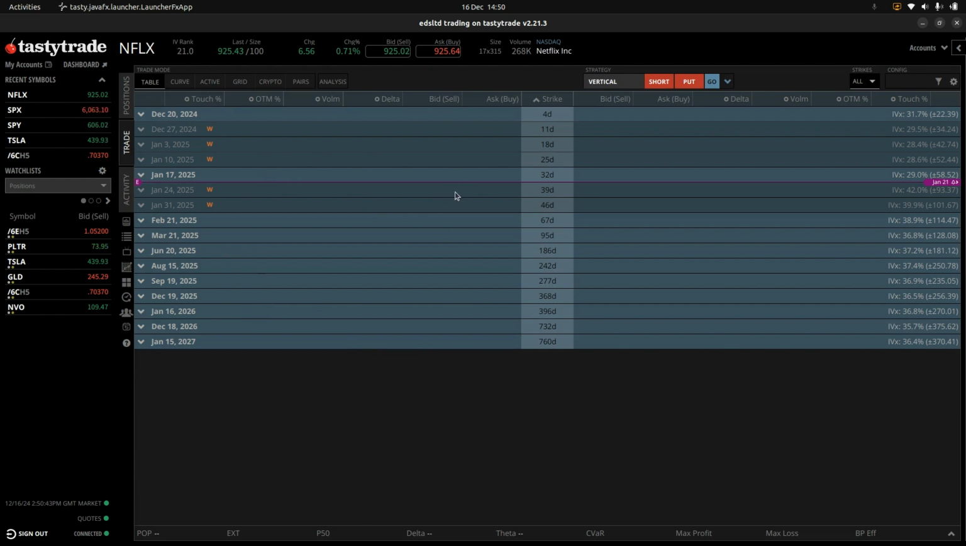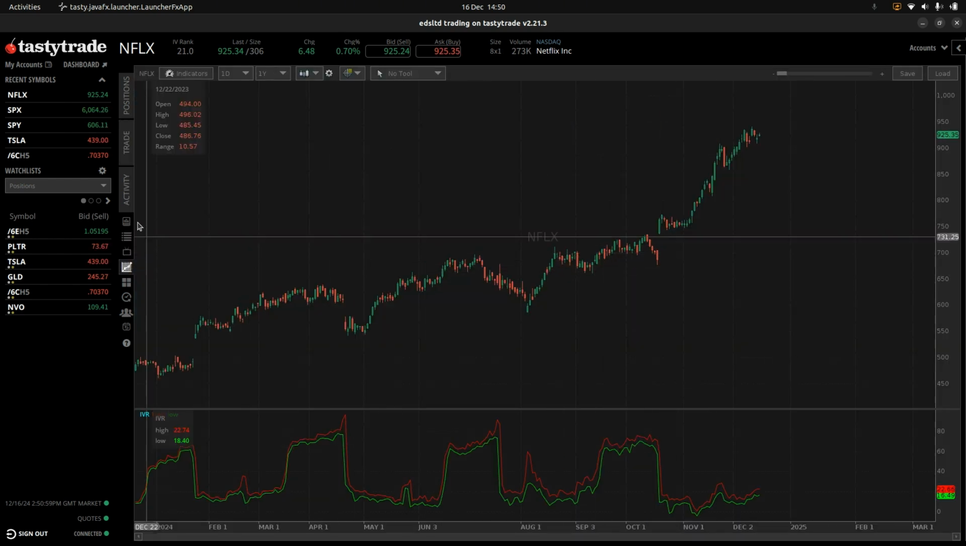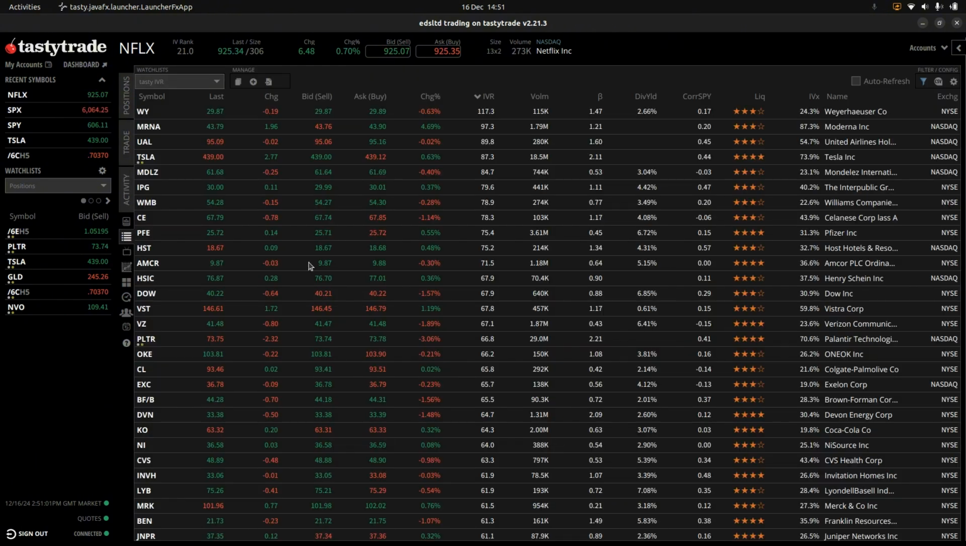Now, the one that we want to choose needs to be between 30 and 60 days out in time. And it also needs to be a weekly, not a monthly or quarterly expiration. And the only expiration date that fits that criteria is January 17th, which is 32 days out in time. We are going to be writing contracts or selling contracts.